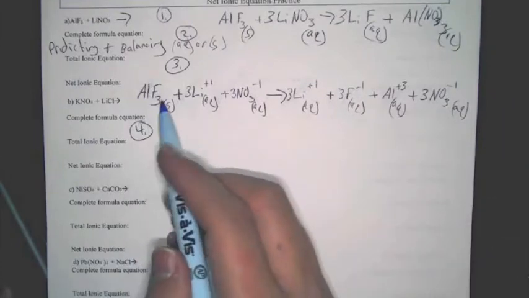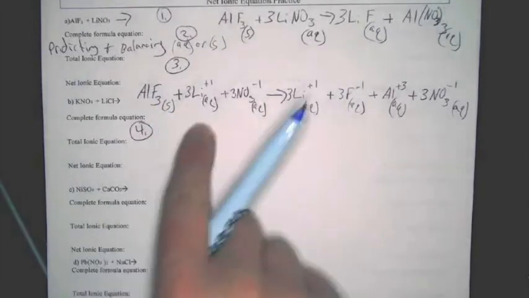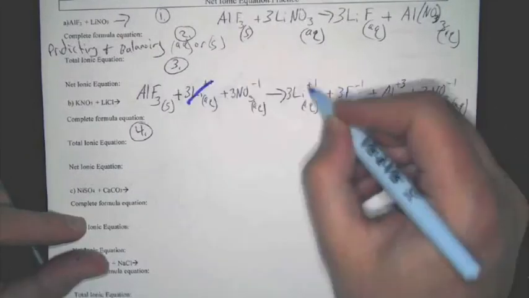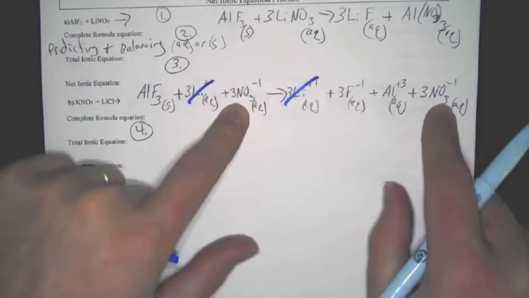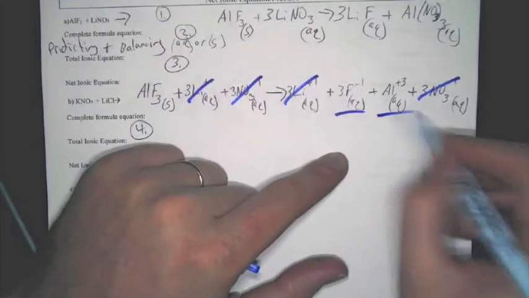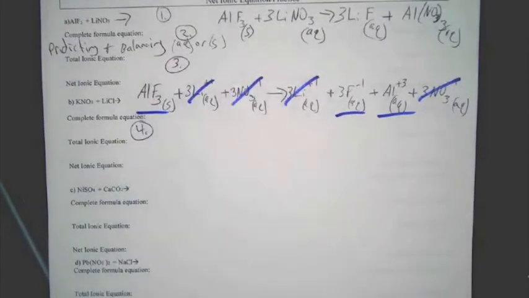You're going to say, do we have 3 Al or AlF3 on both sides? No. Do we have 3 lithiums on both sides? Yes, you do. So you're going to cancel those out. You have 3 nitrates on both sides. But then F3, or 3 Fs, and Al, those all stay. So the only difference with this problem is that it's backwards.